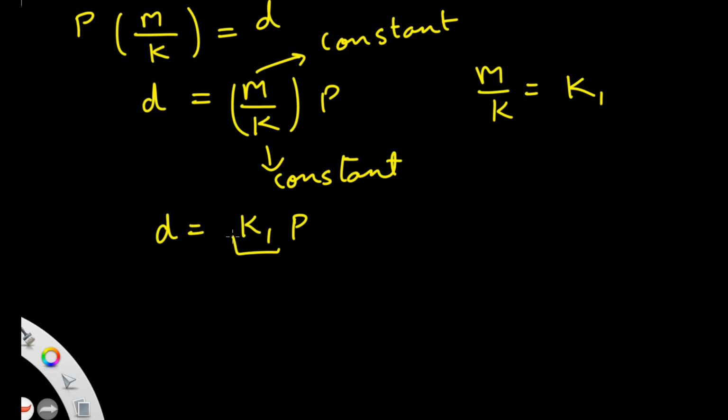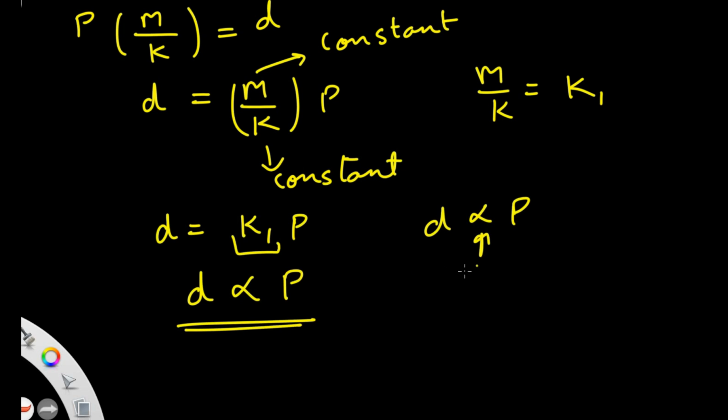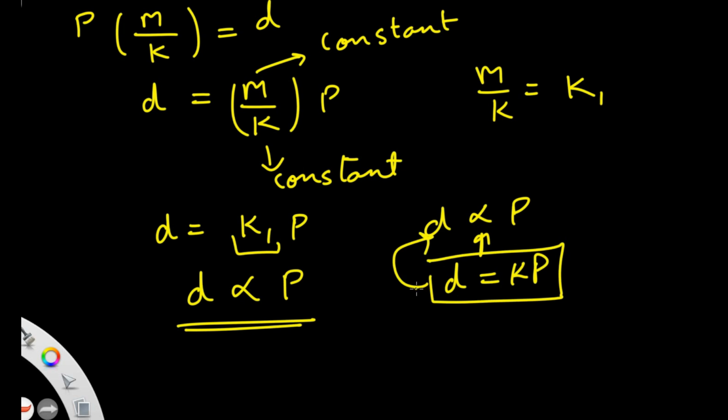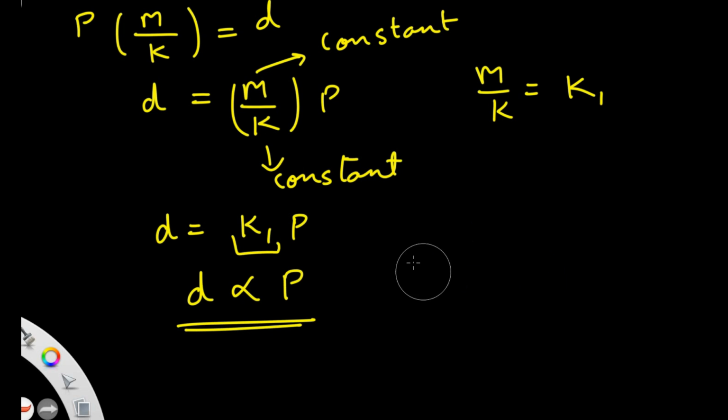After removing the constant and applying the proportionality sign, you will get density is directly proportional to pressure. If we write density is directly proportional to pressure, and after removing the proportionality you will write density equals KP. We first find this value and then we reach this value. So we find the relation that density is directly proportional to pressure. This particular relation is the significance of Boyle's law.